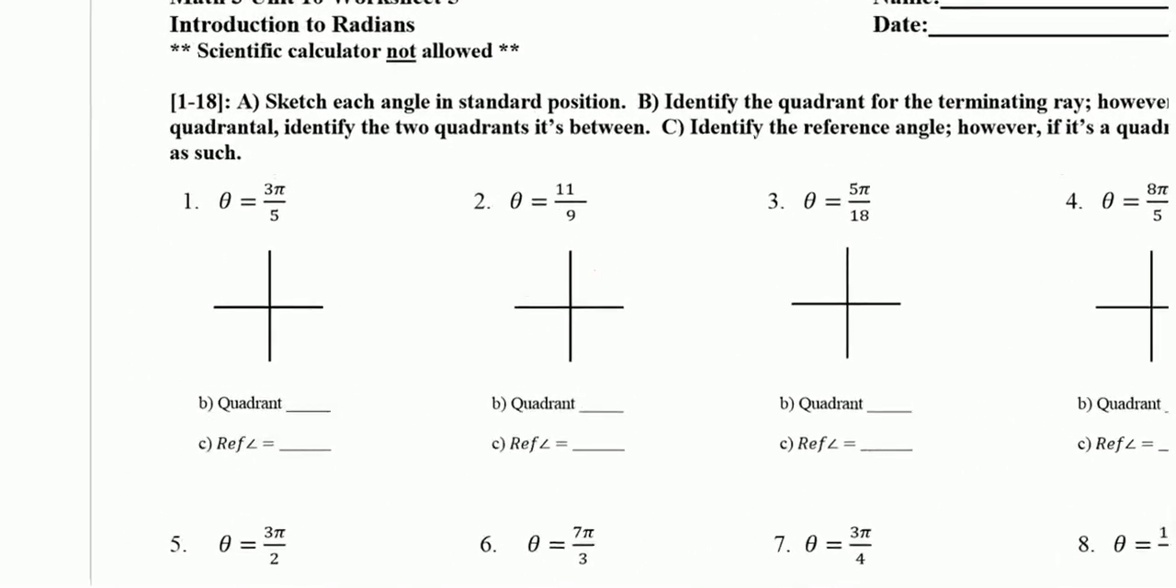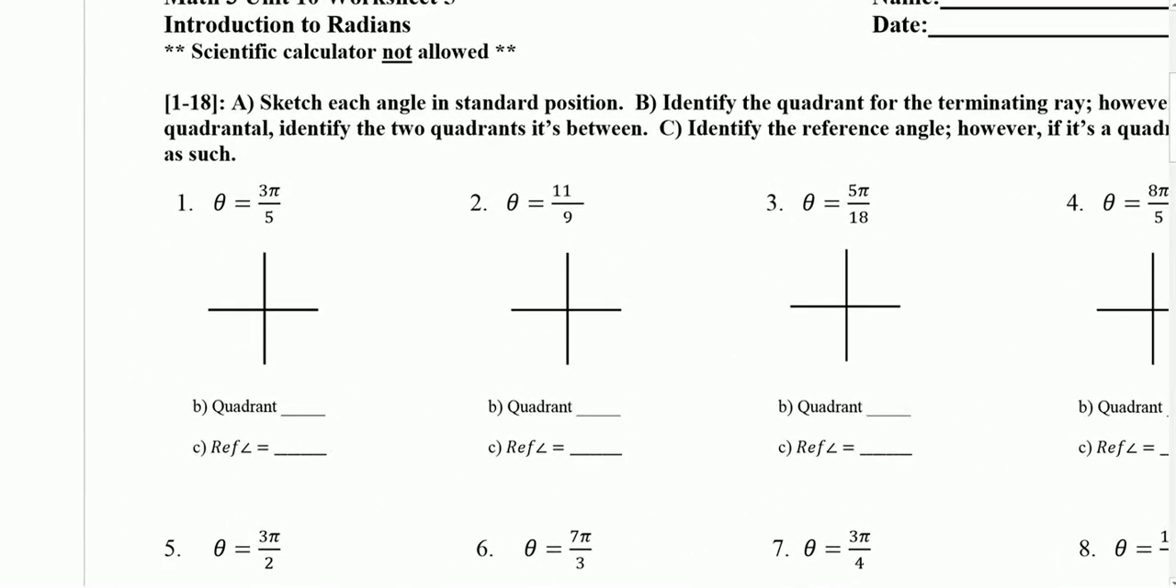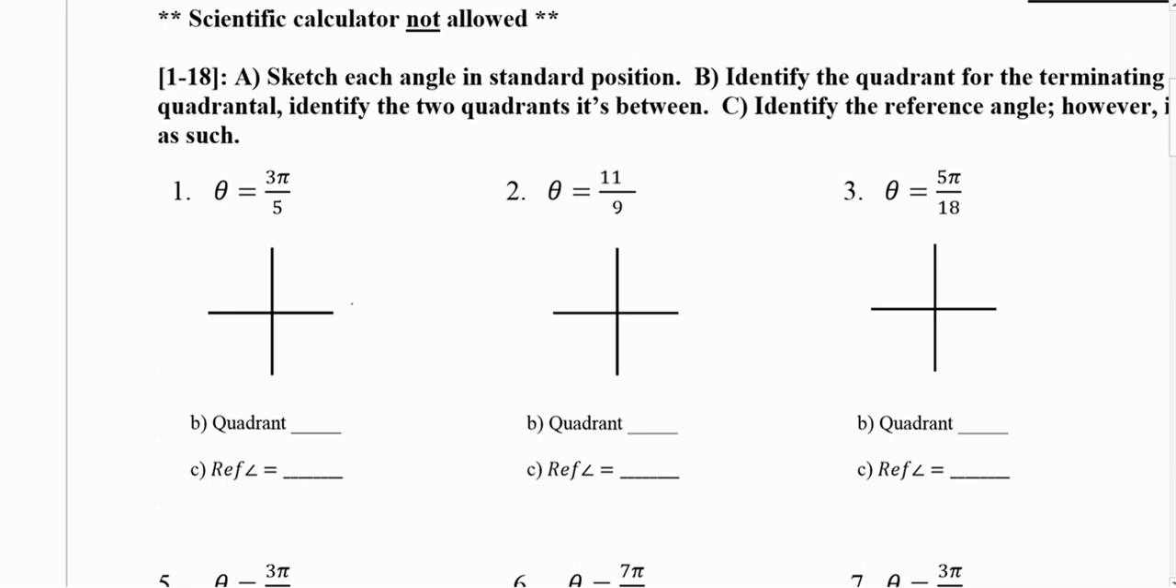So number 1, we have theta is 3 pi over 5, and now we're working in radians, not in degrees. So I'm going to first work in doing this. We have 0 radians and 0 degrees at the same location. We move around counterclockwise in the positive direction, and we need to remember that pi radians is equal to 180 degrees. So half circle, 180 degrees, we got pi radians right over here.